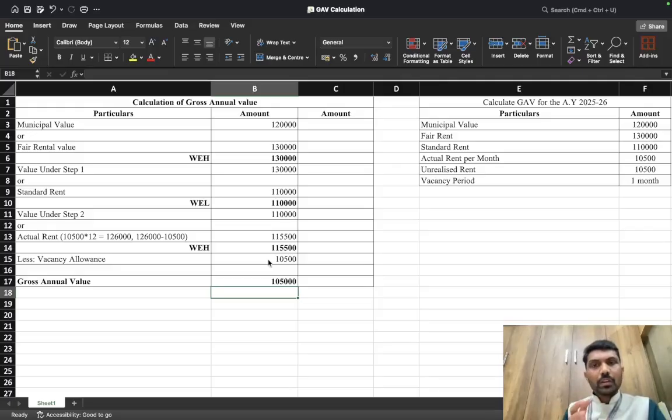So this particular question deals with how to calculate gross annual value, especially with the unrealized rent and vacancy allowances. It is not mandatory that all questions will give all the values: fair rental value, standard rental value, or municipal value. It is not mandatory to give that. If it is not given, whatever value is given, that value has to be taken and you proceed to the next step. So I am expecting that students got clarity on how to calculate gross annual value of a property.